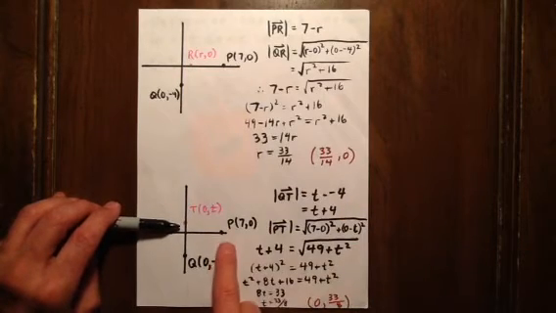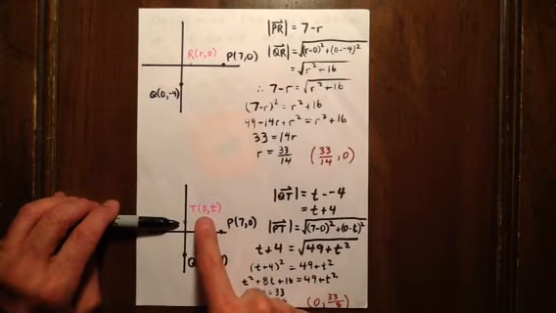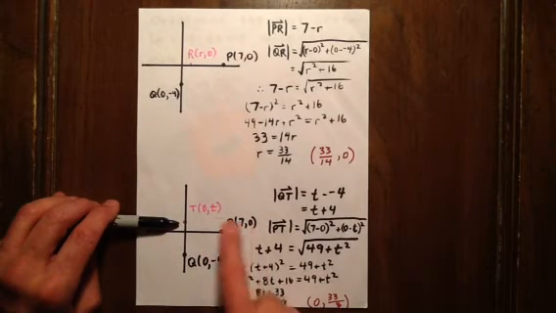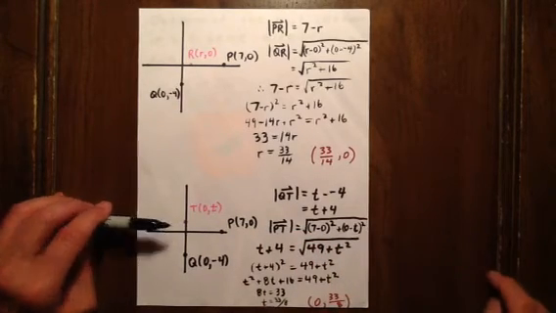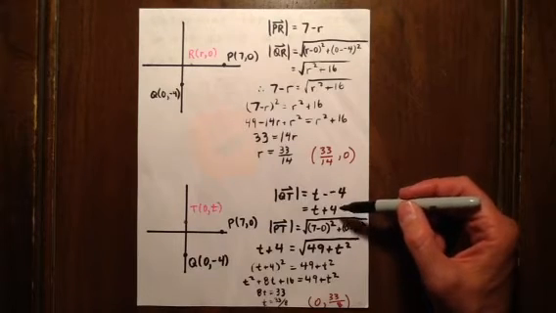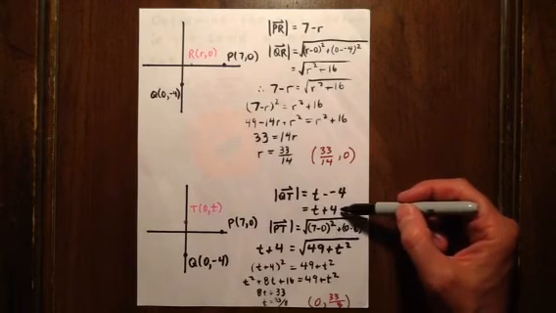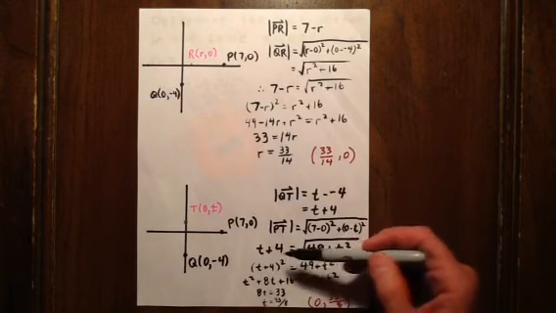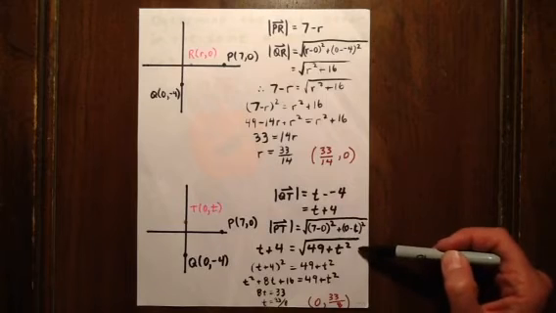And the distance from P to T, in order to do that, we're going to use the distance formula: (7 minus 0) squared plus (0 minus t) squared, square rooted. And so by a similar use of logic, we're going to say that this magnitude has to equal this magnitude, so we can write the equation t plus 4 equals the square root of 49 plus t squared.